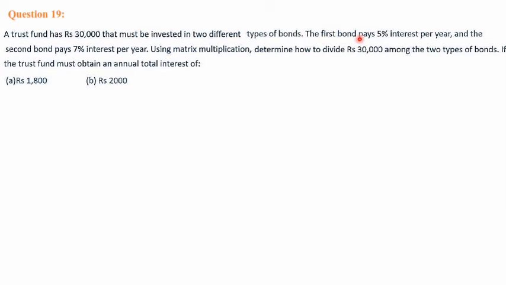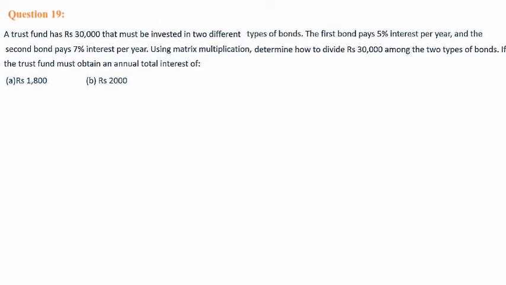So here the first bond pays 5% interest per year. So the first bond is paying 5% interest, and the second bond pays 7% interest. First bond is having 5% and the 7% is for the second bond. So they are giving interest for a particular year. So determine how to divide rupees 30,000 among the two types of bonds if the trust fund must obtain an annual total interest of rupees 1,800. So for 30,000 they are planning to invest in two different funds, and they need an interest of rupees 1,800.